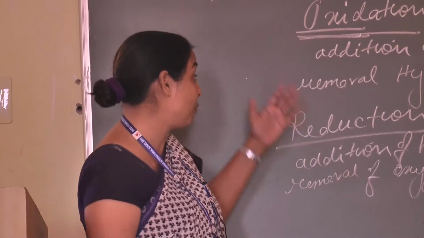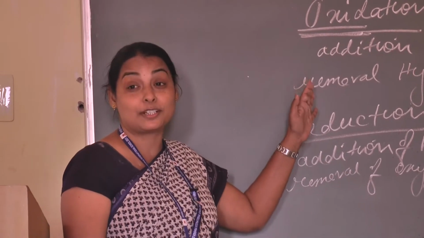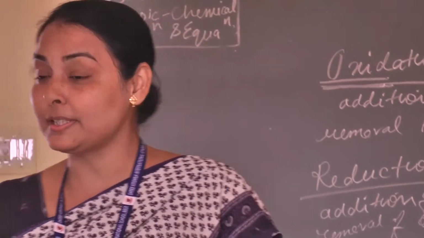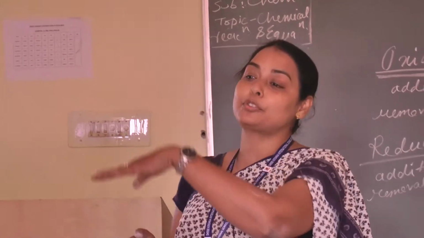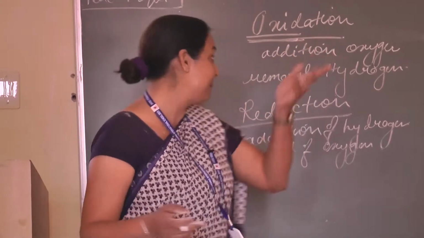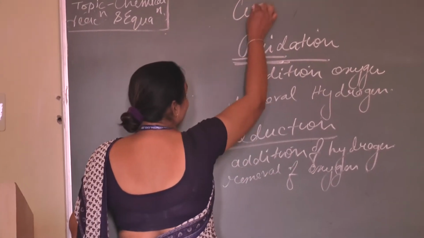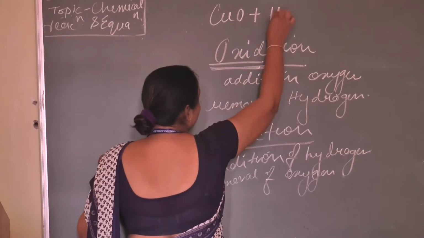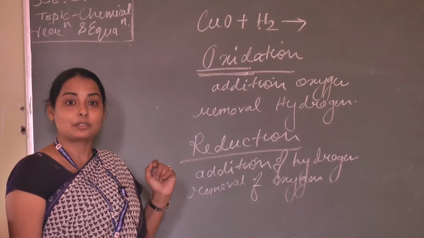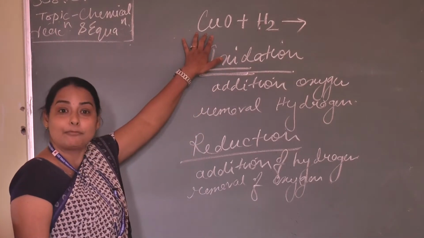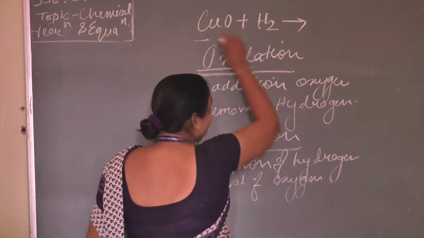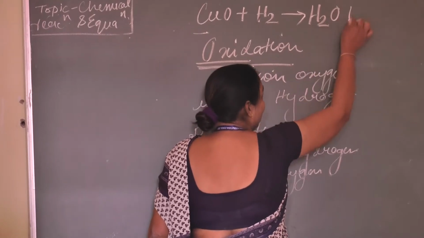Next comes, ma'am, if I am talking about oxidation and reduction, what is this redox? Redox means both oxidation and reduction happen together in one particular reaction. For example, I am giving you CuO plus H2. This is the reactant side. Now what will the product be? It will be H2O plus copper.